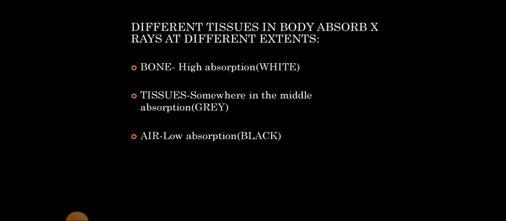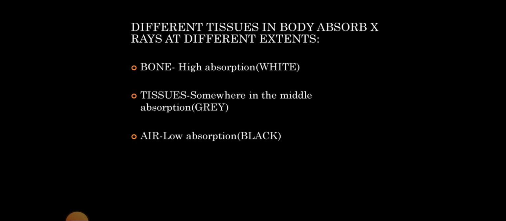Then, how the different tissues in the body absorb x-rays to different extents, and how they will be visualized in an x-ray. In case of bone, there will be high absorption of the x-rays and it will appear white. Tissues are somewhere in the middle, so they will appear gray. And air has low absorption and will appear black.